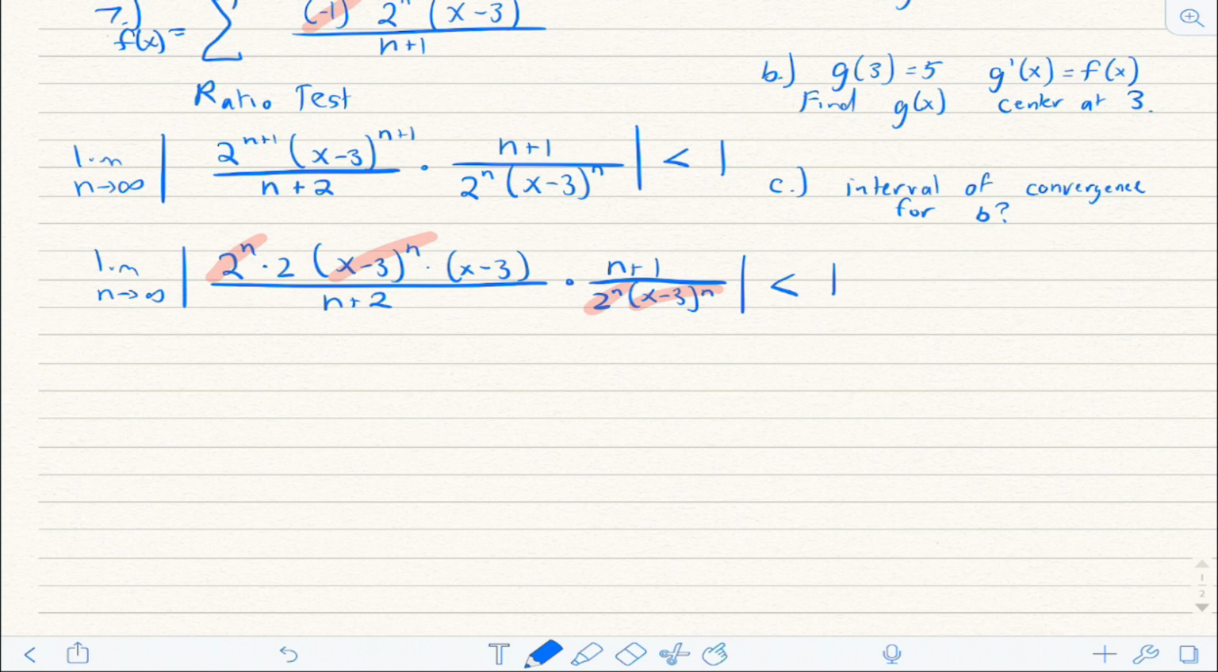Okay, to clean this up a little bit, I'm going to eventually get this whole x minus 3 and bring it outside, because that doesn't pertain to the limit part. So we're going to say x minus 3, but in absolute value, because I need to make sure that I'm talking about the positive and negative versions.